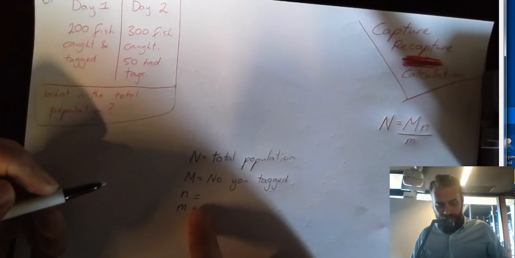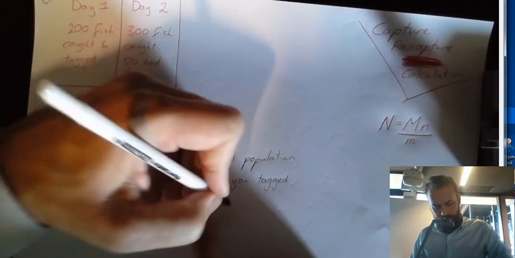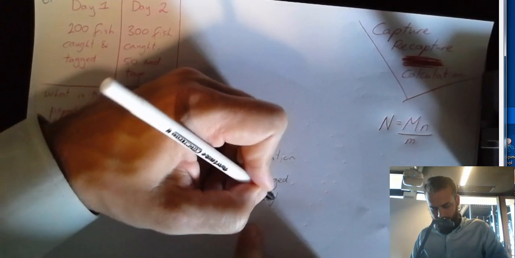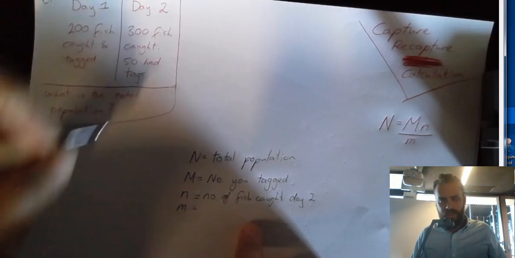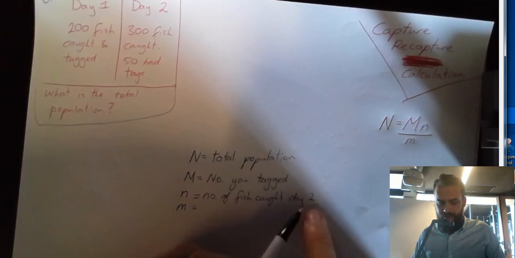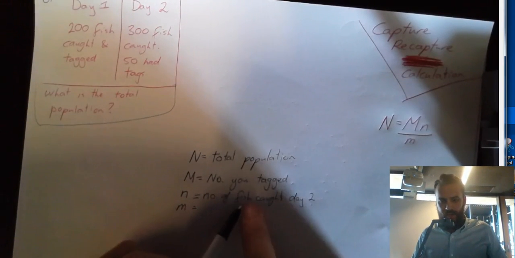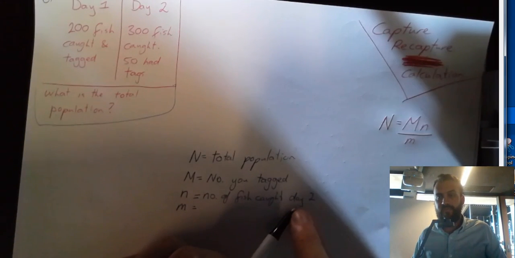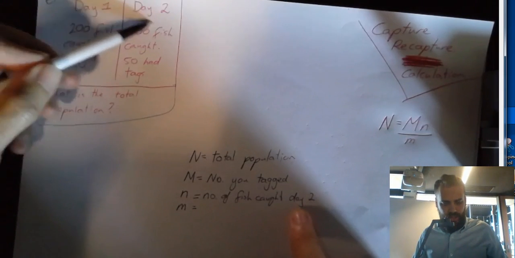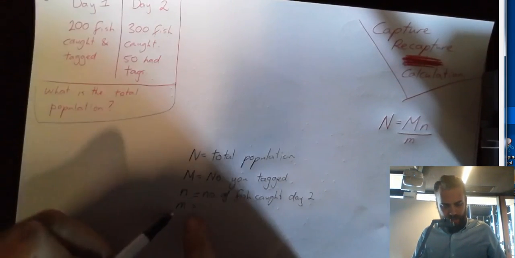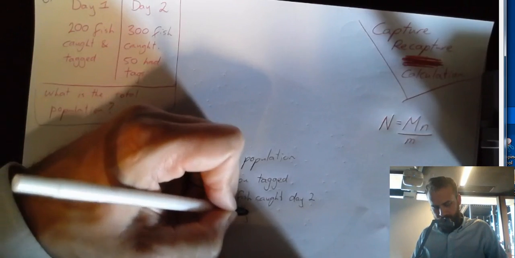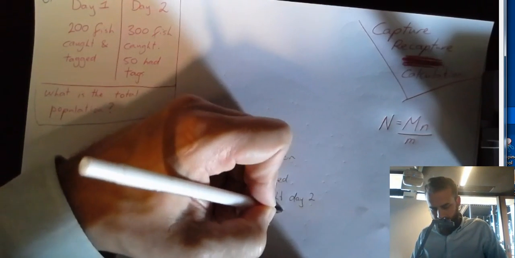Now, small n stands for number of fish caught day 2. Now, I'm using very specific terminology here, but of course, it doesn't have to be fish, and it doesn't have to be day 2. It could be the number of sloth caught day 5 or week 7. But it's the second go. It's the second go you had. So on the second go, we caught 300 fish. Now, small m is number of tags on day 2.